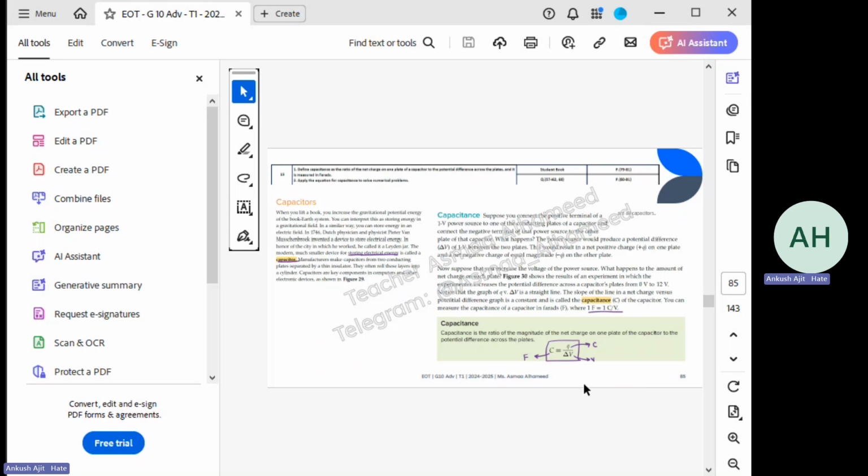Capacitance C equals Q upon V. C is in farad, Q is in coulomb, and V is in volt. They have done everything in the class.